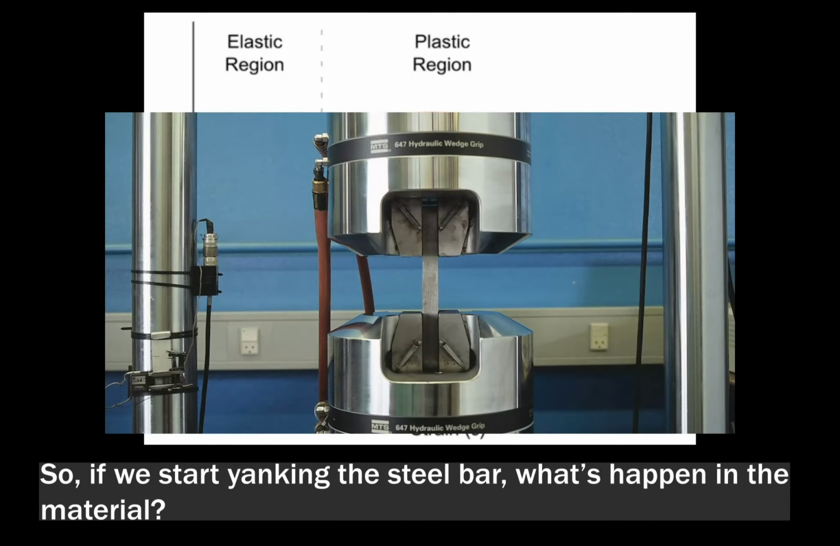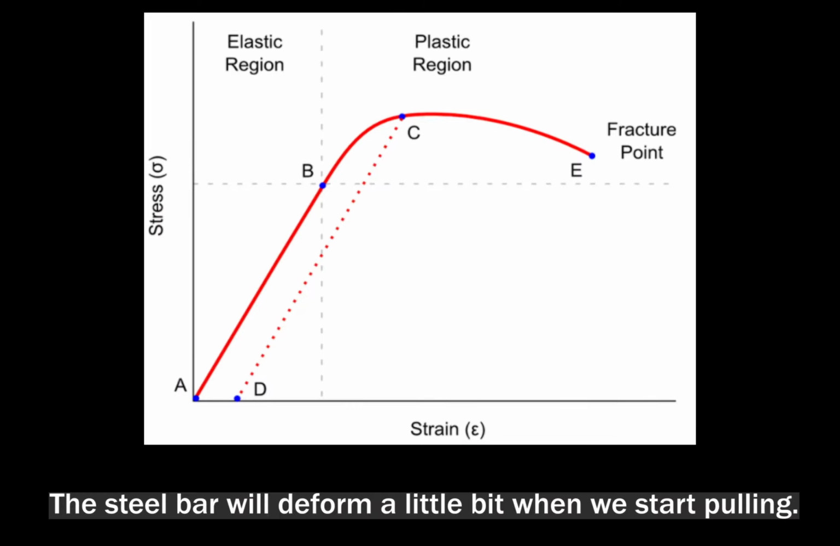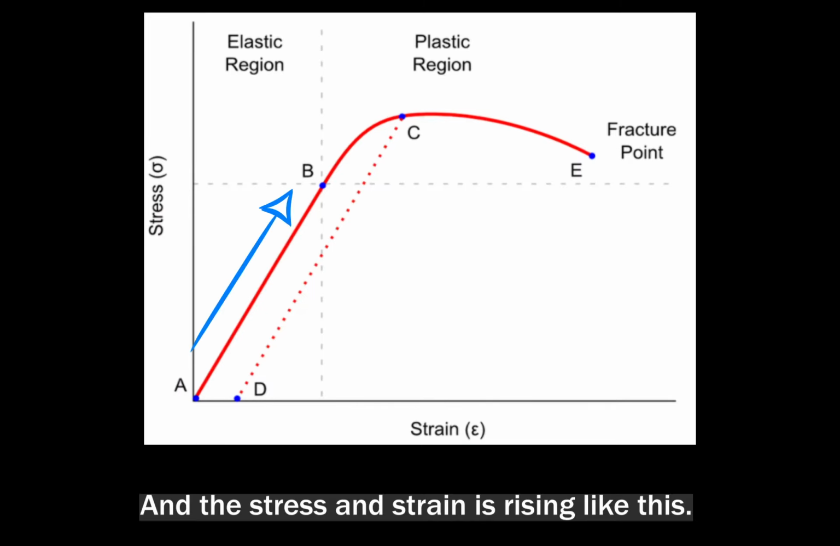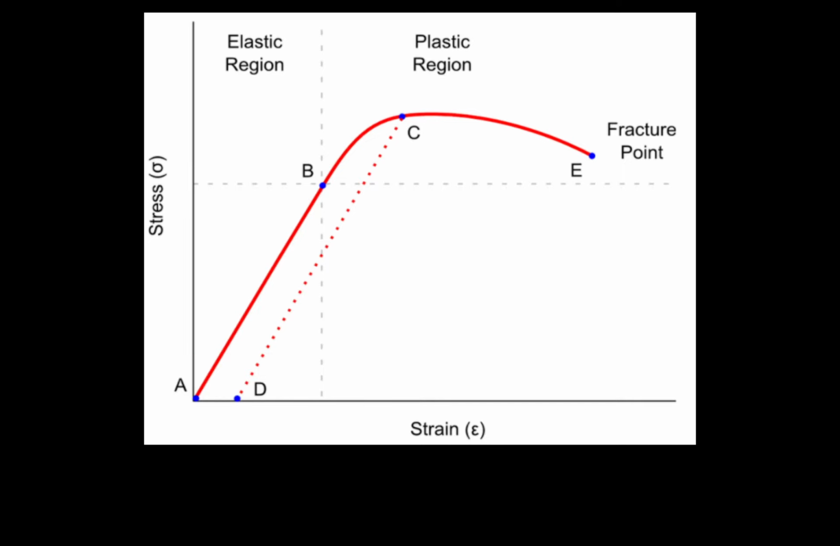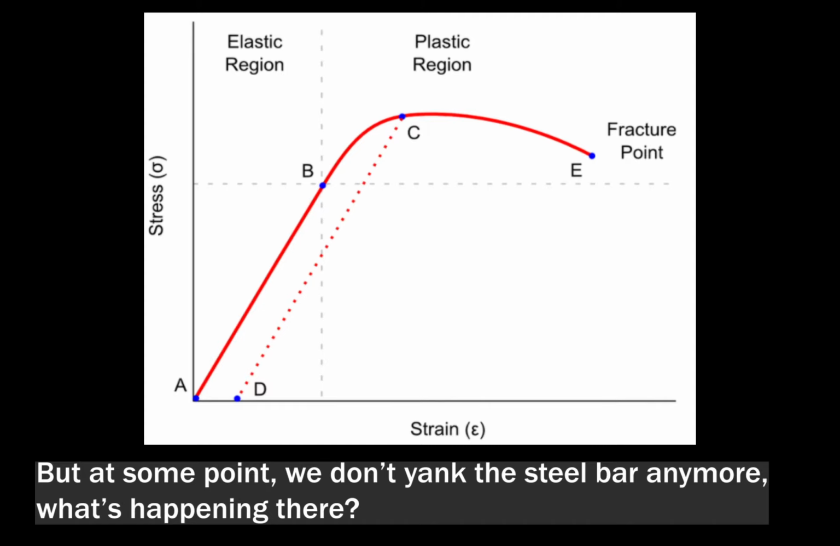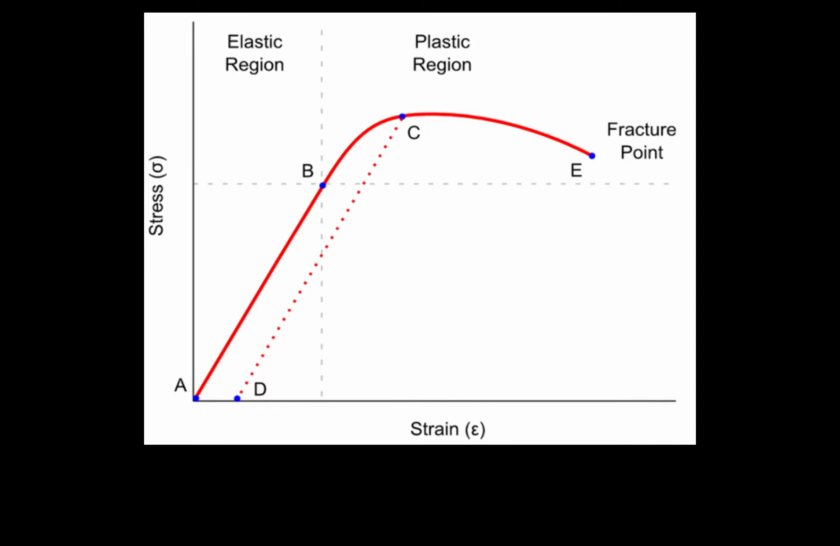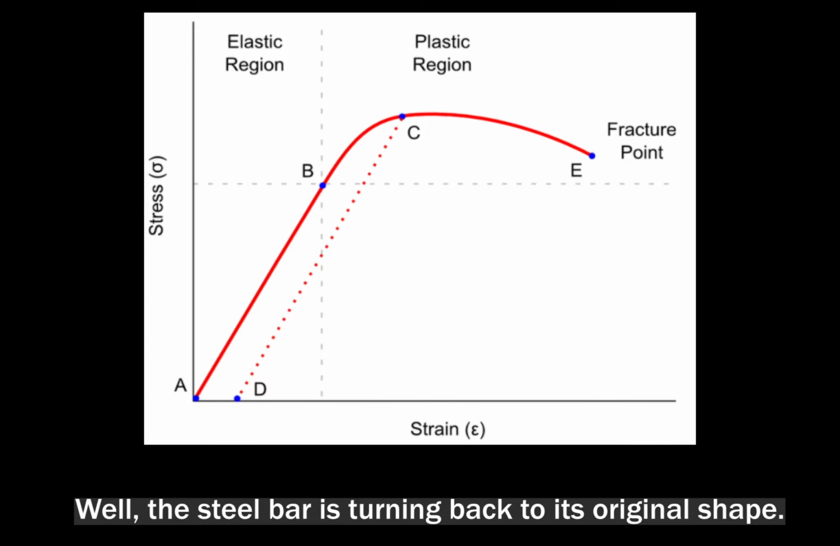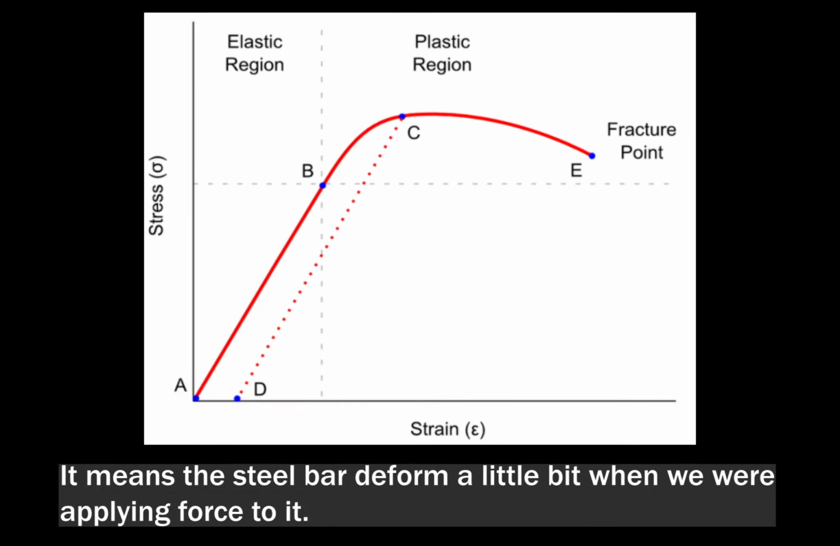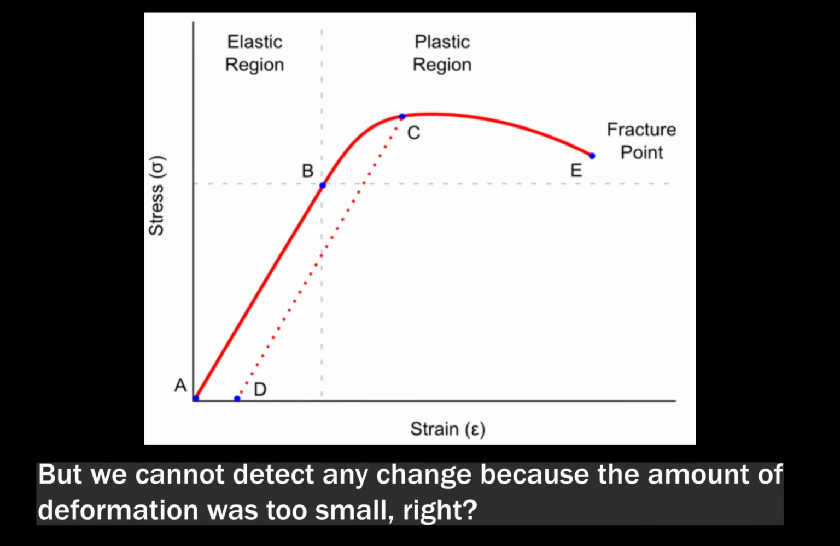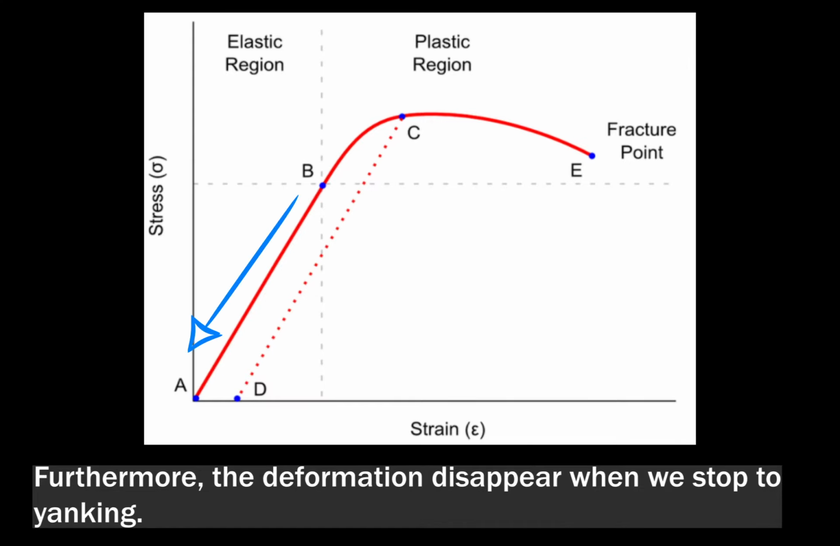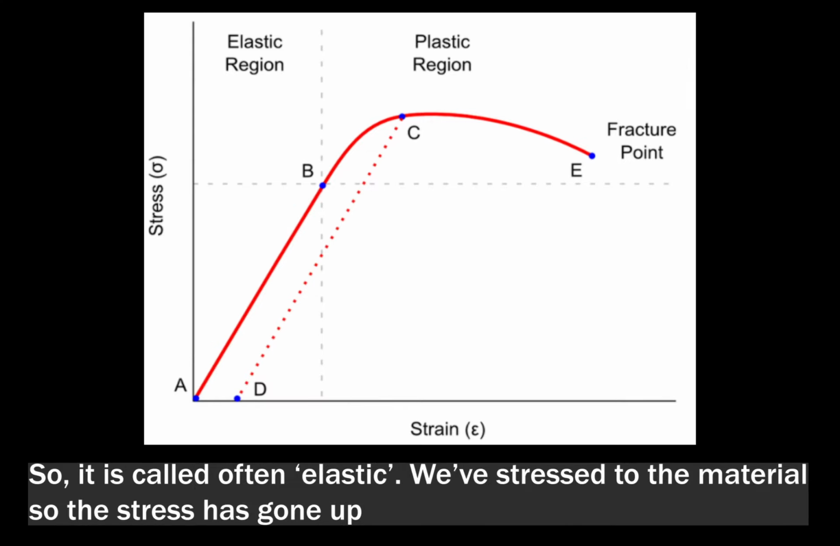So if we start yanking the steel bar, what's happening in the material? The steel bar will deform a little bit when we start pulling, and the stress and strain are rising like this. But at some point, we stop yanking the steel bar. What's happening there? Well, the steel bar is turning back to its original shape. It means the steel bar deformed a little bit when we applied force to it, but we cannot detect any change because the amount of deformation was too small, right? Furthermore, the deformations disappear when we stop yanking. So it is often called elastic.